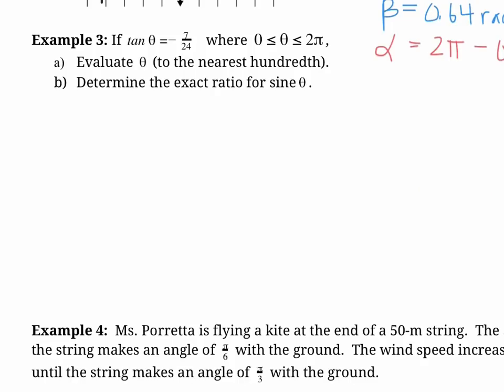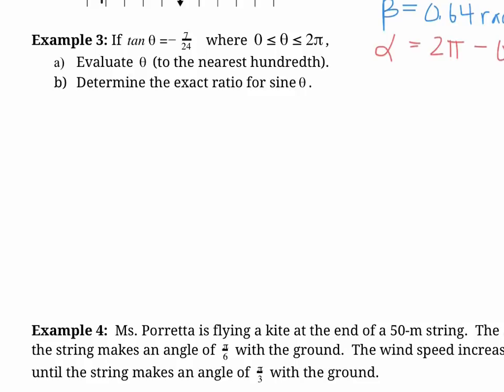Let's take a look at another example now. If tan of some theta, some angle, is negative 7 over 24, where we know theta is measured in radians because of our restrictions, so it's a principal angle because it's between 0 and 2 pi. Evaluate theta to the nearest hundredth and determine the exact ratio for sine. To the nearest hundredth means that we are going to have to approximate this, so we're going to have to round. Determine an exact ratio for sine: here, there should be absolutely no rounding. We should have an exact number or ratio for sine.